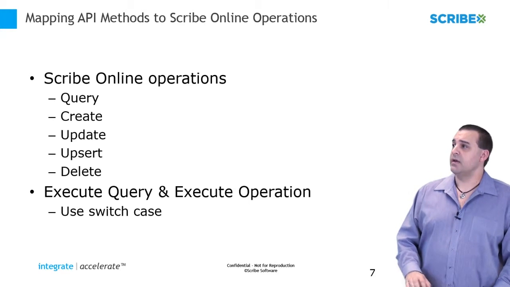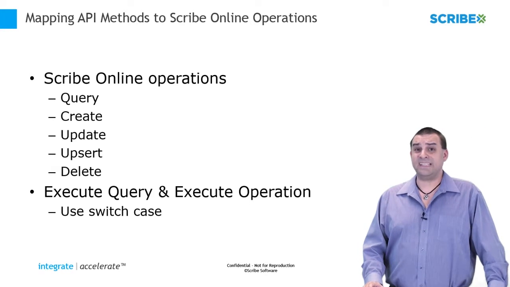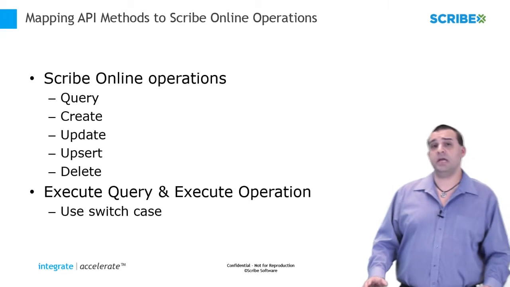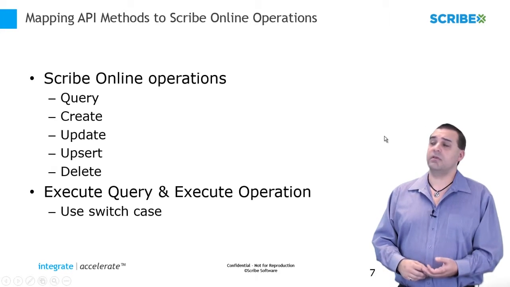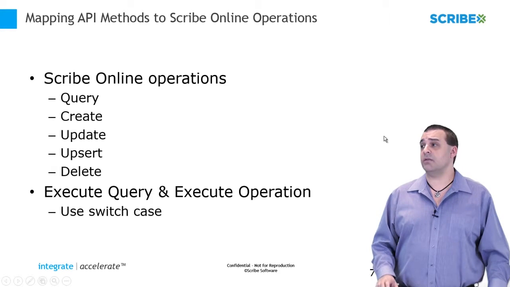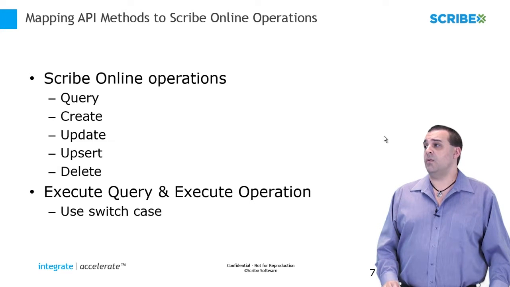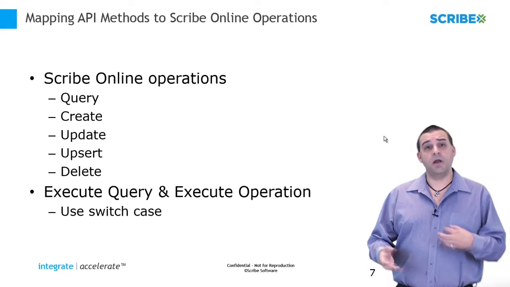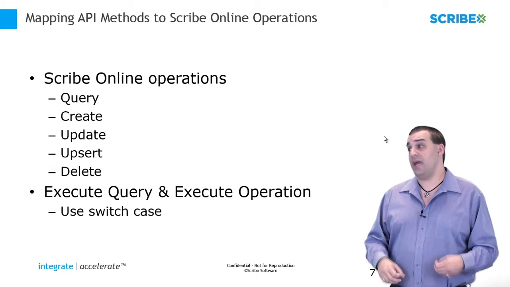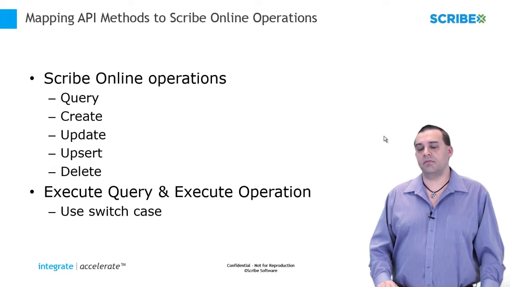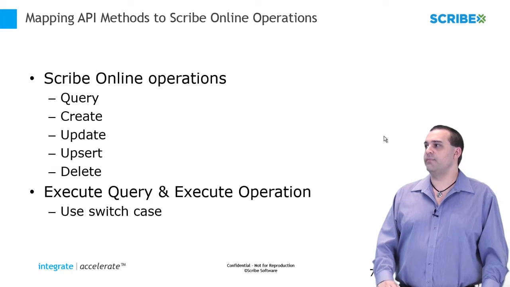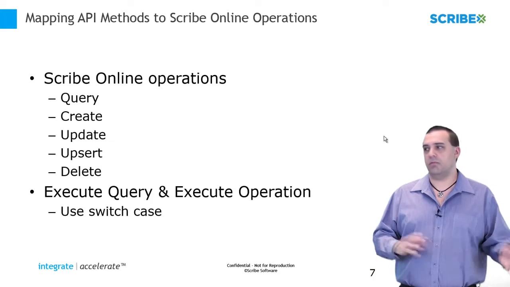Operations. Scribe supports a finite set of operations: query, create, update, upsert, and delete. We've talked about what's required for those operations to be supported in your connector, but we haven't talked about how your API maps into that. You may not have a query function for a particular entity within your system. So what you'll have to do is map those methods, one method to the other.